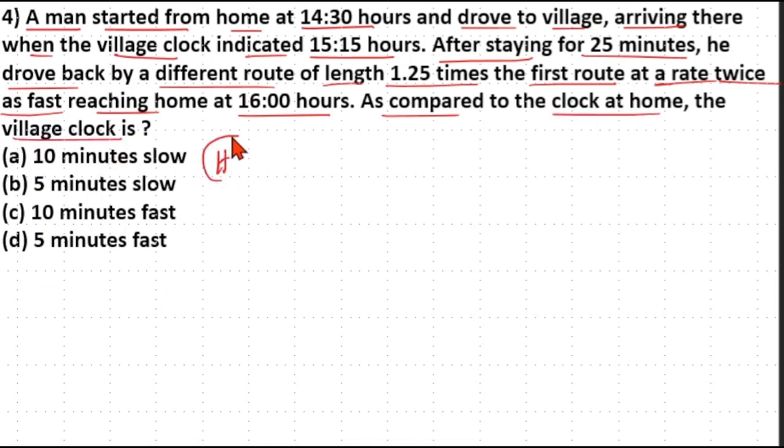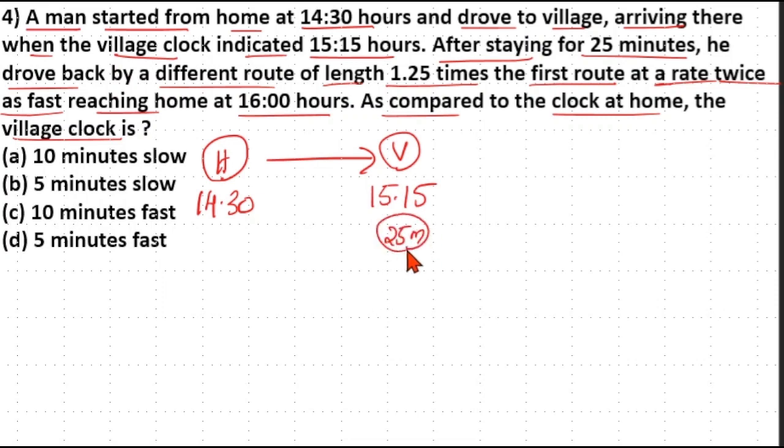A man started from home at 2:30 hours. Then he went to a village. When he came to the village, the clock indicated 3:15 hours. Then he stayed there for 25 minutes. Then he returned to his home by a different route and reached home at 4 hours.